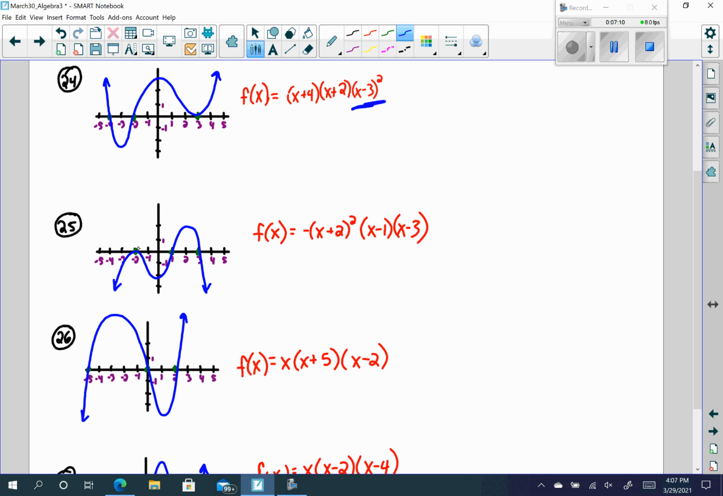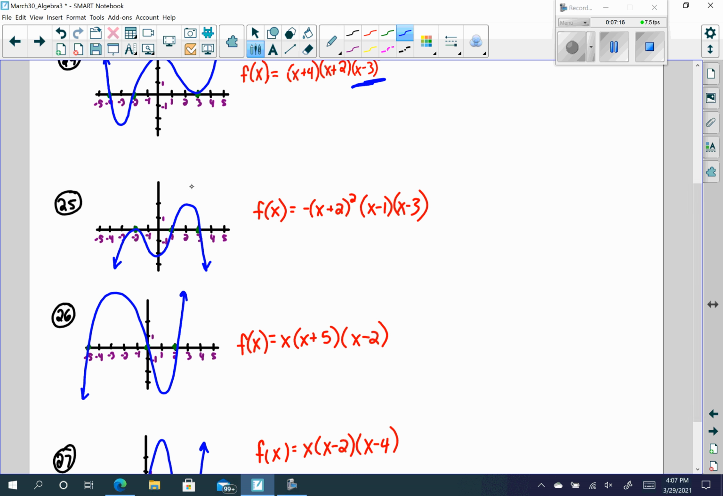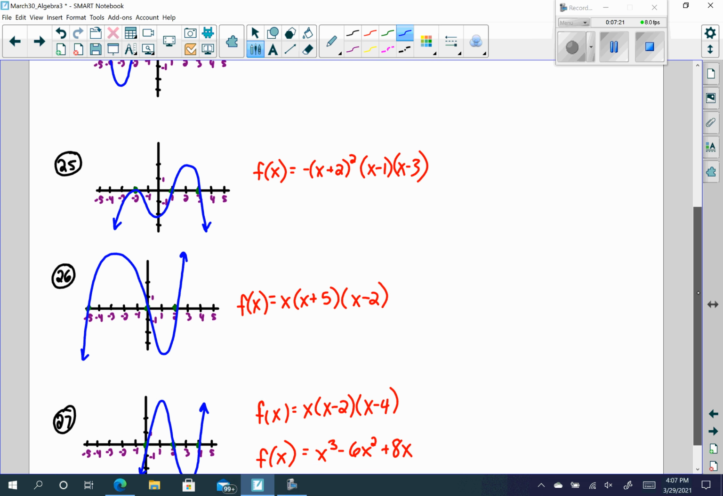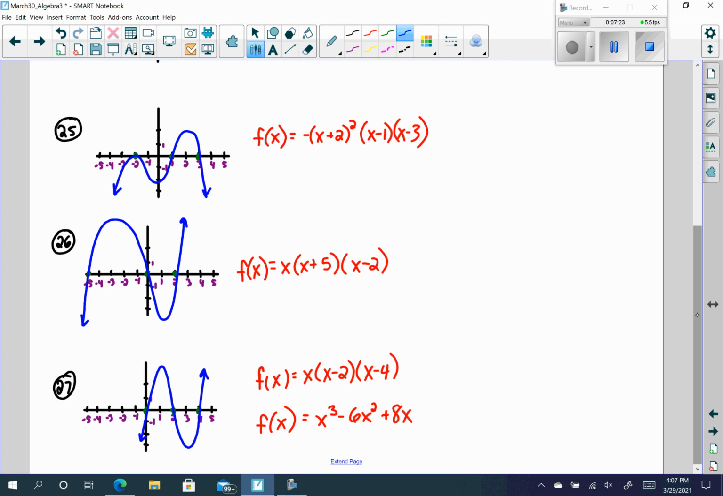And again, I put a negative in front just because it opens down. You didn't have to have the negative. It is not wrong if you did not have that, because I could have drawn this going up as well. And take a look at 26 and 27. Again, both of these have x-intercepts at 0, so notice the single factor of x. And again, just let me know if you have questions.